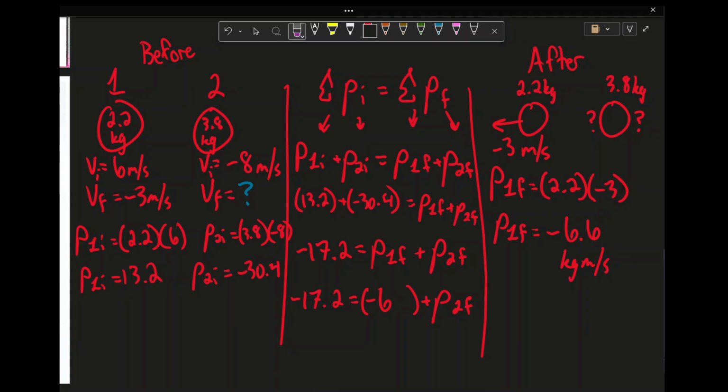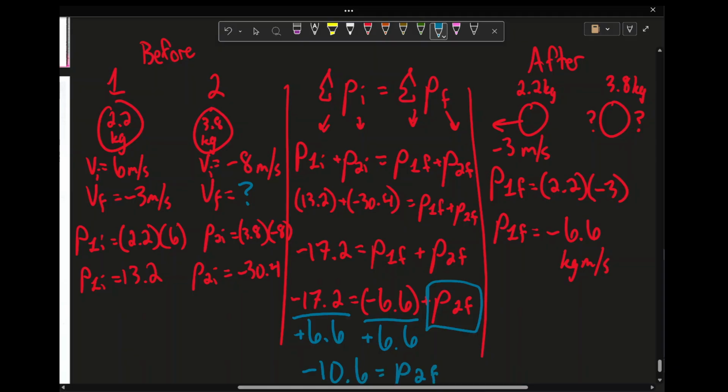So now we kind of have to say, well, what do we do now? What conceptually is happening here? Essentially, the total momentum in the system is negative 17.2. If ball 1 ends up with negative 6.6 after the collision, P2 final has to make up the rest of it. So negative 6.6 plus something must equal negative 17.2. We can solve for this algebraically by adding 6.6. Negative 17.2 plus 6.6 gets us negative 10.6 equals P2 final.